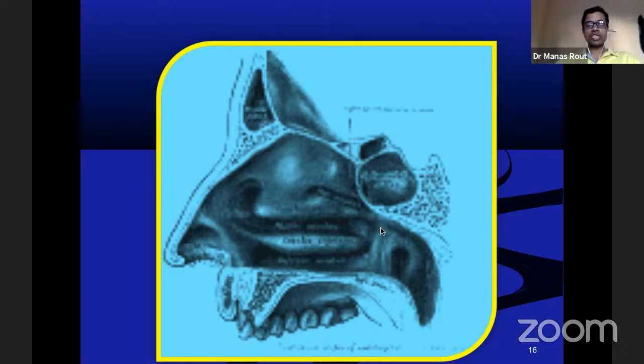Now posteriorly, this part of the nasal cavity is called the choana. This is the nasopharynx, which communicates with the nasal cavity through the posterior choana. Now in the nasopharynx, there is the opening of the eustachian tube. You can see here very clearly. This opening of the eustachian tube is in the nasopharynx. So this is the choana, this part exactly. Okay, is it clear now? So this is about the nasal cavity division, the vestibule and the nasal cavity proper.